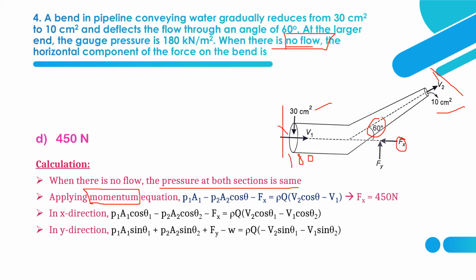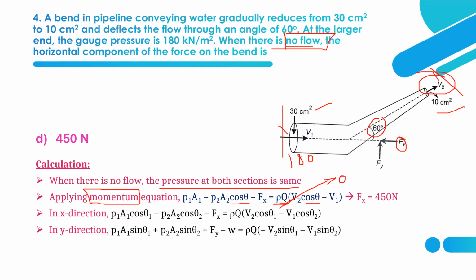And by applying the momentum equation, in section 1 and section 2, P1A1 minus P2A2 cos theta, we are making that horizontal, minus Fx equals rho q. Rho q is nothing but mass flow rate, into V2 cos theta minus V1. Here is the V2 value. V2 is made horizontal, so that's why cos theta. So here flow is absent, so this gets 0. This rho q into V2 cos theta minus V1 gets 0 because flow is not there. Velocity will be 0. So only P1A1 minus P2A2 cos theta minus Fx equal to 0 will be there.